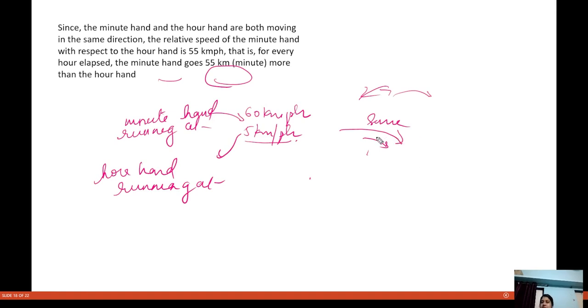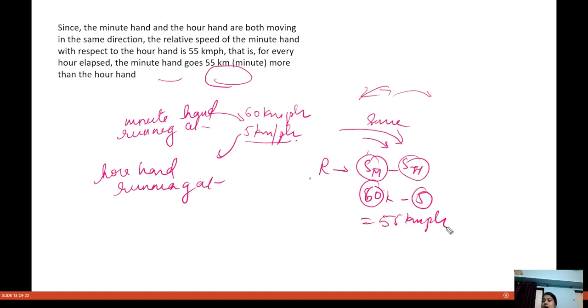So when they both are moving in the same direction, their relative speed can be given by how much? The speed of the minute hand minus the speed of the hour hand. What is the speed of the minute hand? 60 kilometer per hour. And what is the speed of the hour hand? 5 kilometer per hour. So you get 55 kilometer per hour. So the relative speed between the minute hand and hour hand is always 55 kilometer per hour.